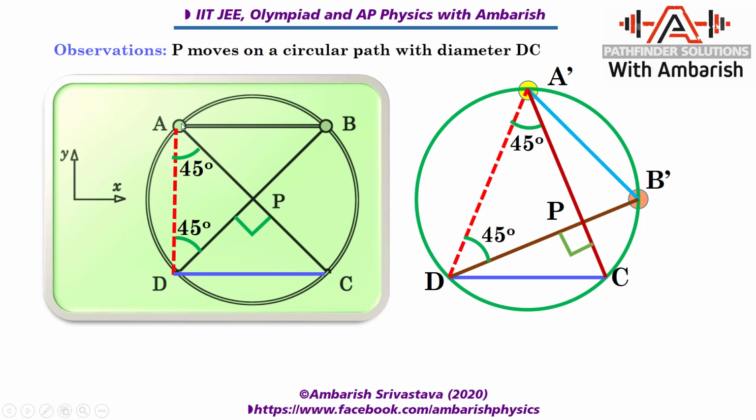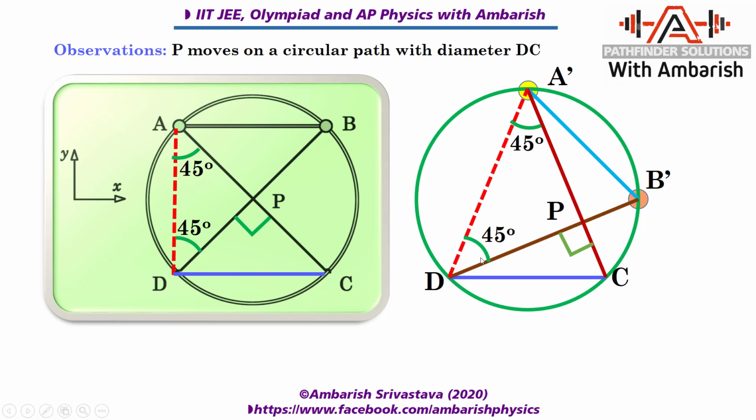Now what happens when the configuration shifts to the new configuration? Let us say A has come somewhere over here to the position A prime and B has slid over here to some position B prime. Now again you can see, because the cord length AB is still the same, angle A prime DB is again still 45 degrees. Similarly, this angle DA prime C is still 45 degrees. Now you can see this triangle A prime, D and P.